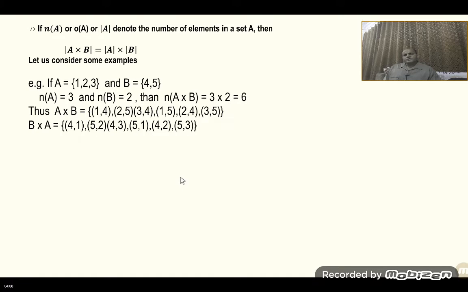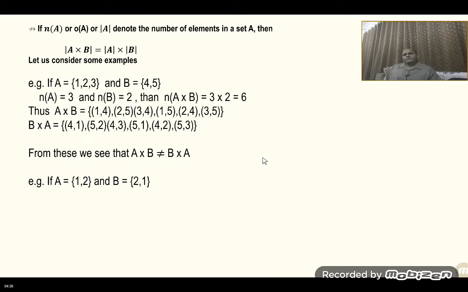So from these two examples, we see that A cross B is not equal to B cross A because their ordered pairs are not the same. Here we have (1, 4), while in B cross A we have (4, 1), and the rest as well. So A cross B is not equal to B cross A in general, as already remarked.